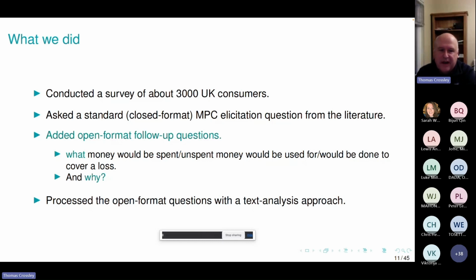Those follow-up questions asked respondents what money would be spent on if they told us they had a high MPC, or what unspent money would be used for if they told us they had a low MPC, or what would be done to cover a loss if they told us that they wouldn't cut spending in the face of a transitory income loss. And we asked them why. I'm going to give you some more detail on that. And then we processed these open format question responses with a text analysis approach.